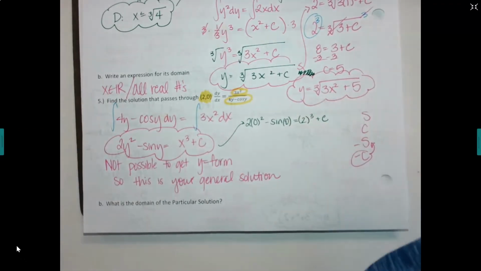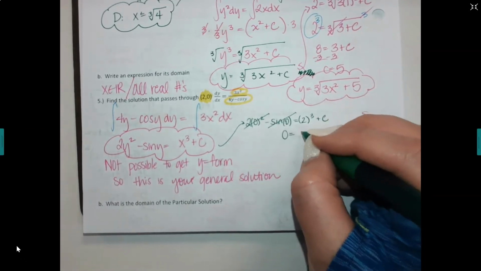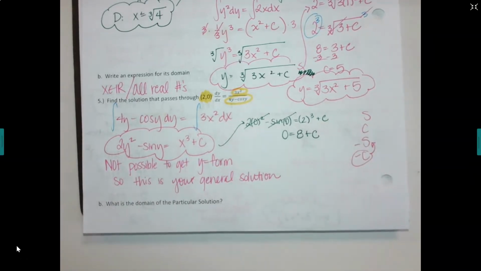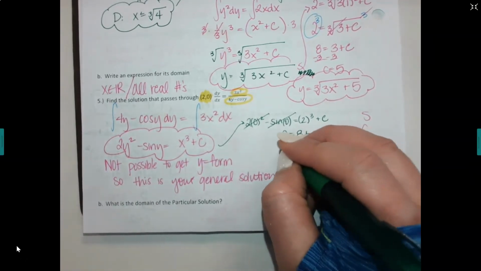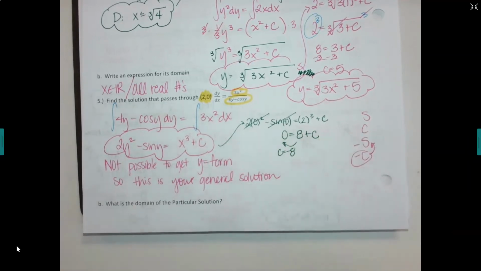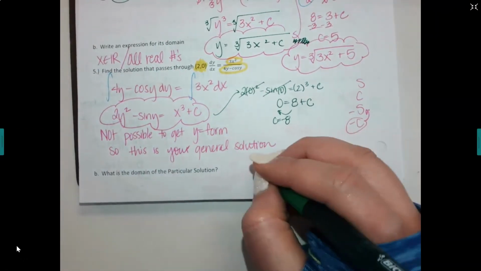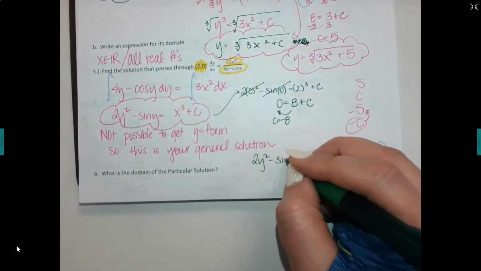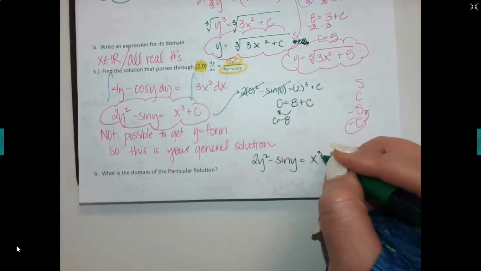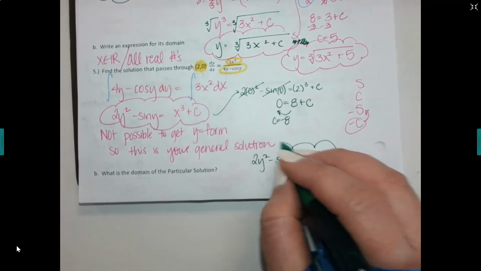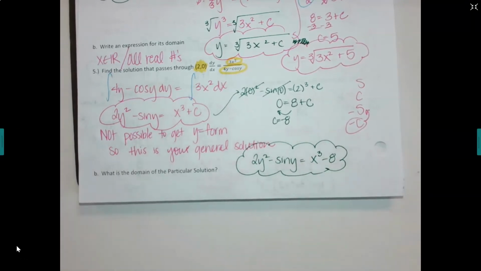Then what's 2 times 0? What's cosine or sine 0? 2 cubed is 8. So 0 equals 8 plus c, then what is c? C is negative 8. And then can I still write the equation of my solution? Yeah, so it'd just be 2y squared minus sine y equals x cubed and then minus 8. If you wanted to put plus negative 8, that would be fine. Kind of weird, but not wrong.